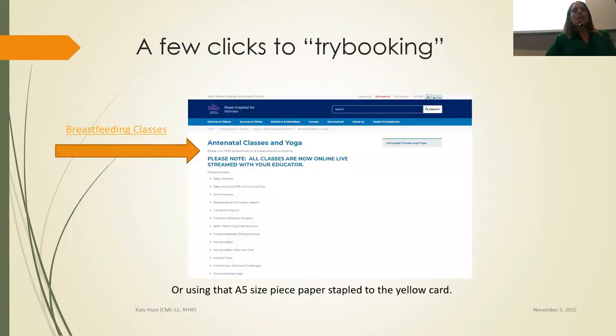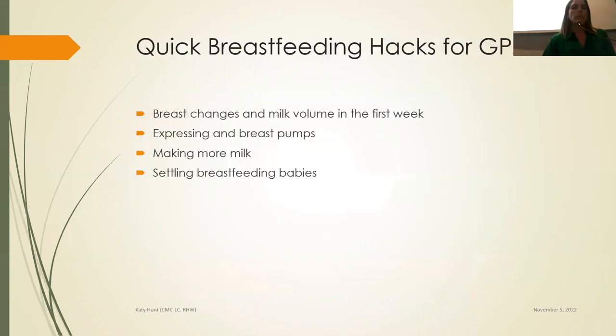What else have we got? The website is being upgraded, which is exciting, and you can book through the website. We were saying outside, women don't want paper. There's lots of stuff on the website now. They can go straight onto the website and book the classes. Quick hacks, here you go.